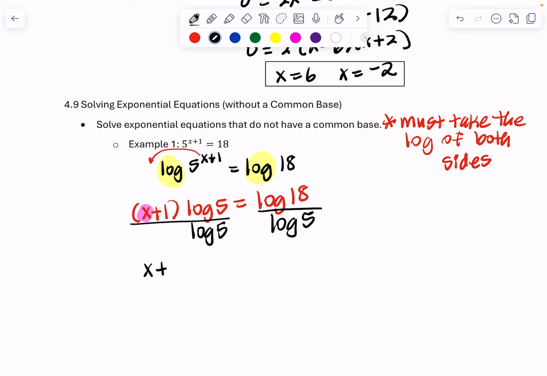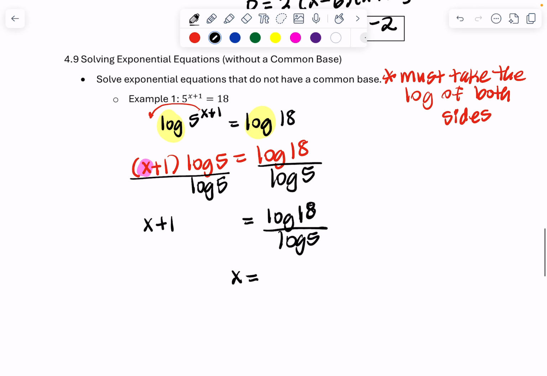So now I've got x plus 1 equal to log 18 over log 5. And then subtract the 1. So log 18 over log 5, and then minus the 1.